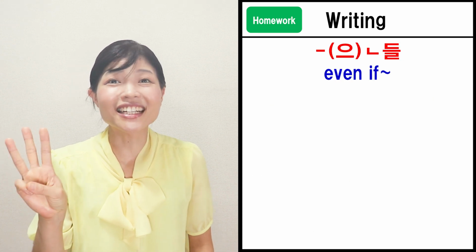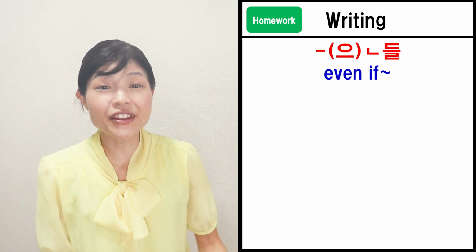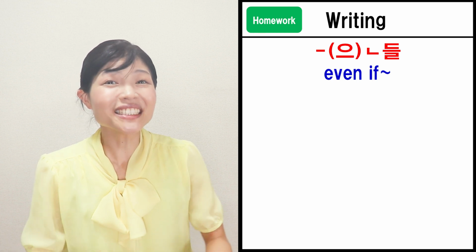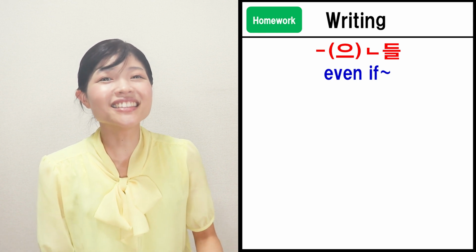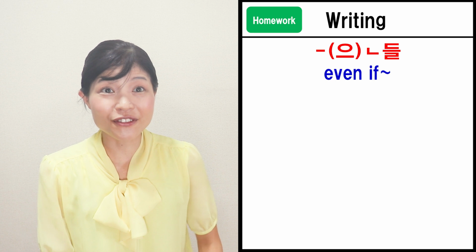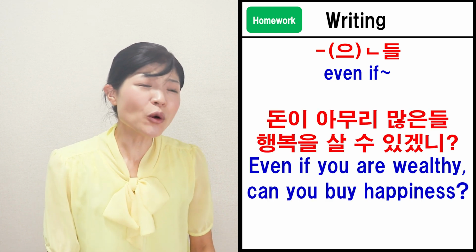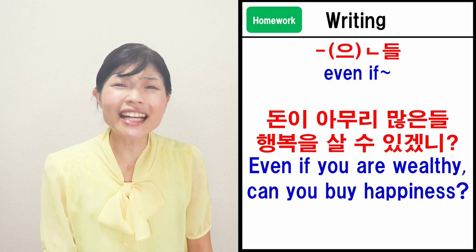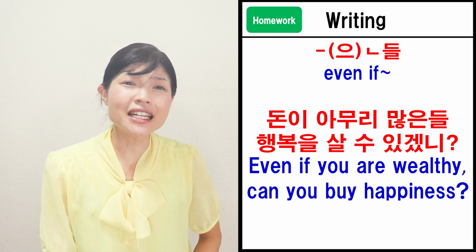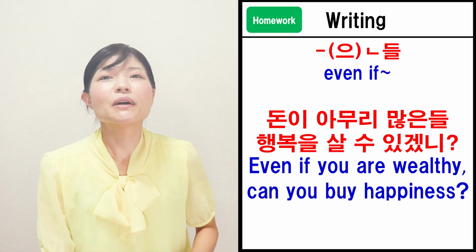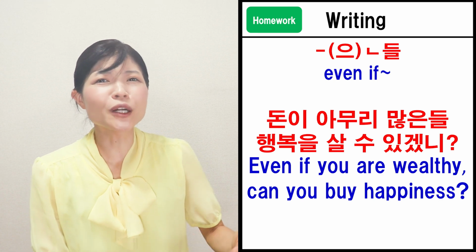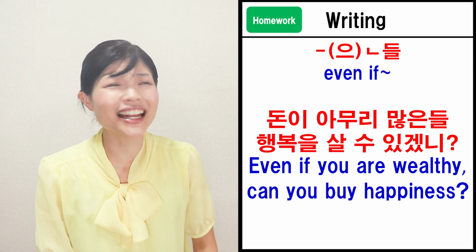For the third sentence, please tell me what your mother or grandmother always says by using 이든 은들, even if. For example, 돈이 아무리 많은들 행복을 살 수 있겠니? Even if you're wealthy, can you buy happiness? When you say this sentence, you might notice that your voice sounds somewhat like an auntie.